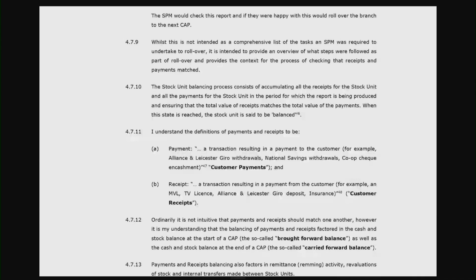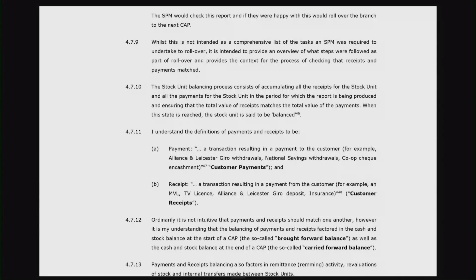You explain in 4.7.9 that what you have described is intended to provide an overview of what steps were followed as part of the rollover and provides the context for the process of checking that receipts and payments matched. Yes.